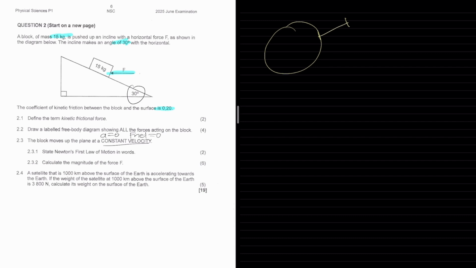So here 1,000 kilometers. Here's my satellite, 1,000 kilometers. Then there's my satellite. Its weight is equal to 3,800 newtons. And remember, we still have to account for the radius of the Earth. Okay, and they want to know what is the weight on the surface of the Earth. So what I'm going to do here is I'm going to actually calculate what is the acceleration due to gravity at this point here.